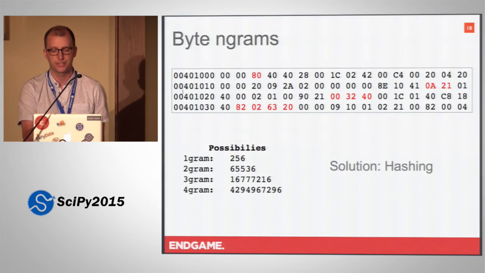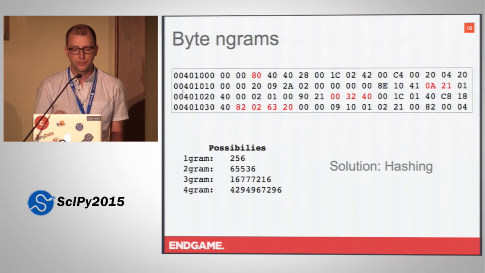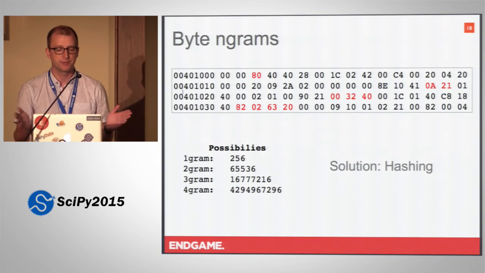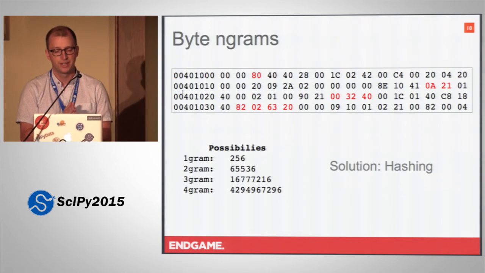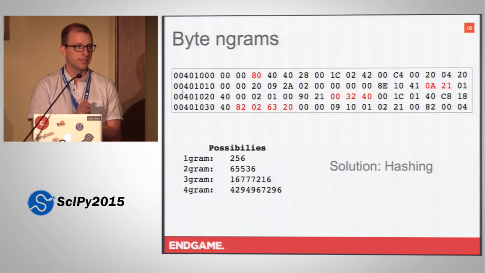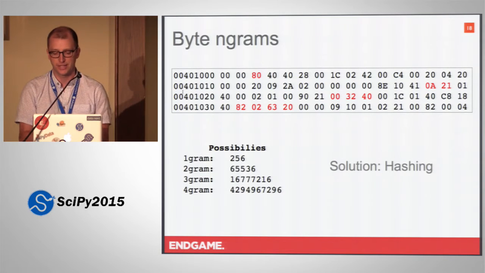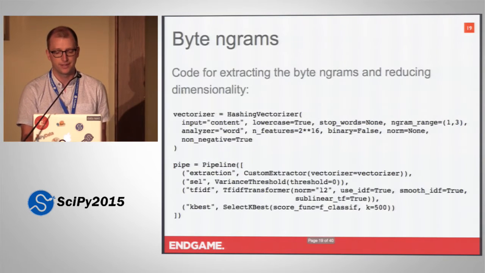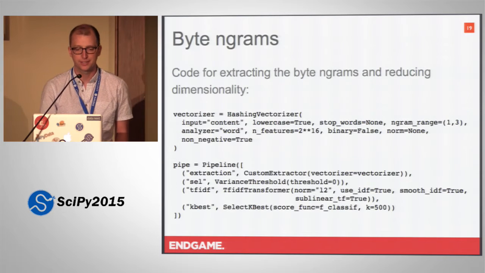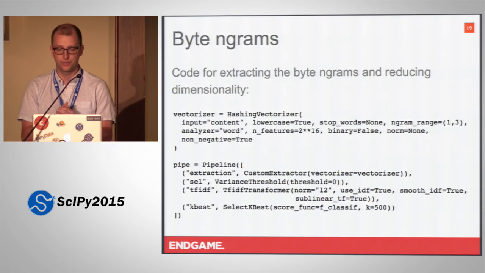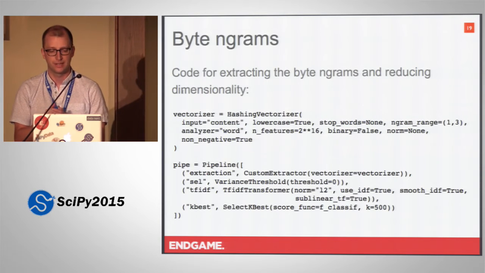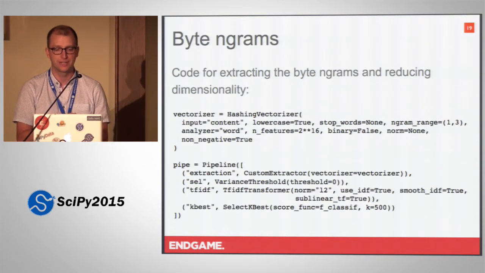I think people in this competition at some point looked at entire lines. But when you're doing that, your space of possibilities, your space of features, is very, very large, even if it is sparse. So you can't really fit that in memory. The solution to that is hashing. And scikit-learn has an excellent existing implementation of a hashing vectorizer. And this is the code that I used to extract those byte n-grams from the files that I was given.